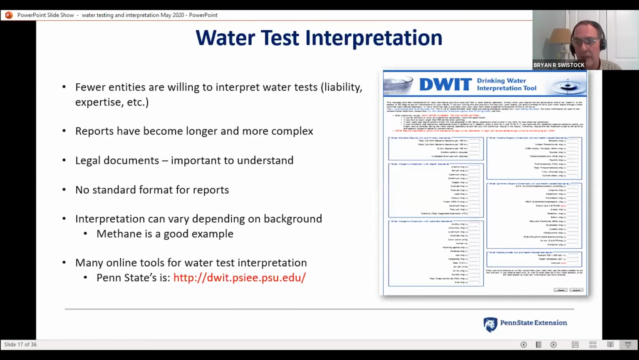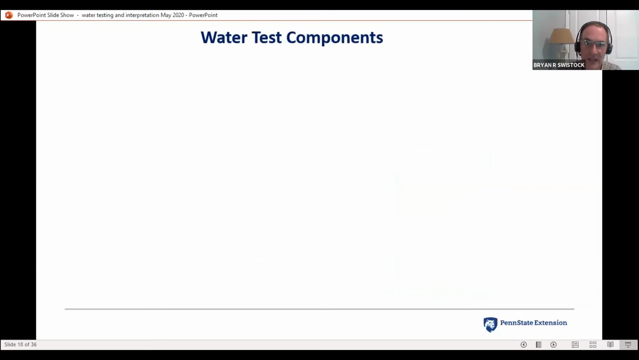But the caveat is they're only as good as the information you put in. And so it's important to recognize things like the units, milligram per liter versus microgram per liter. And all of that text at the bottom of this online form is basically explaining how careful you need to be in putting your data into this form in the correct format so that you're making sure you're getting the correct results out of it.